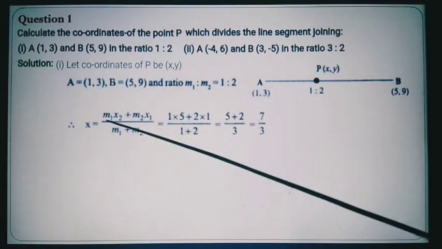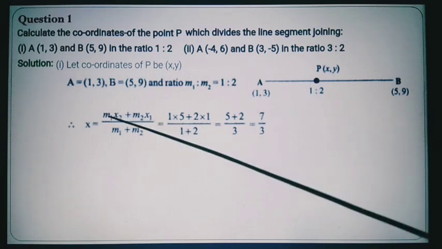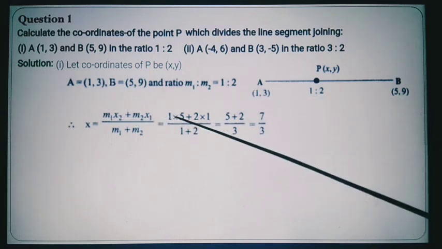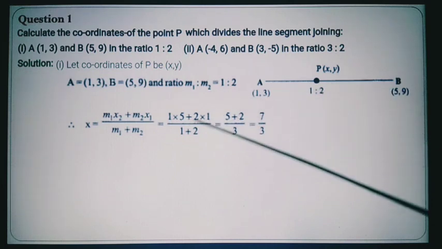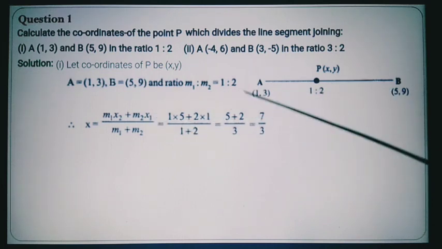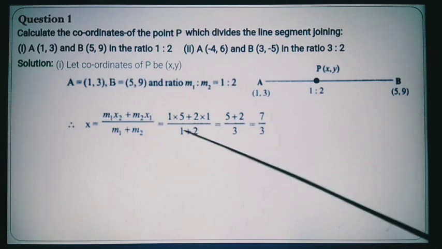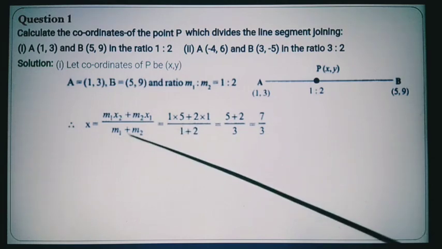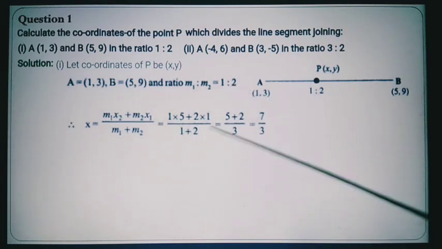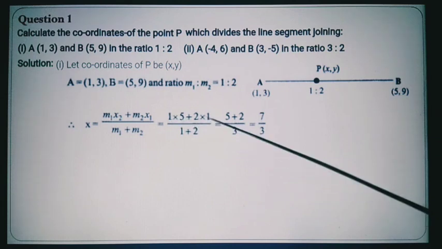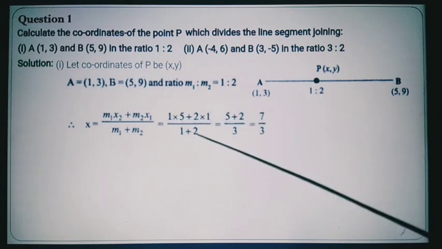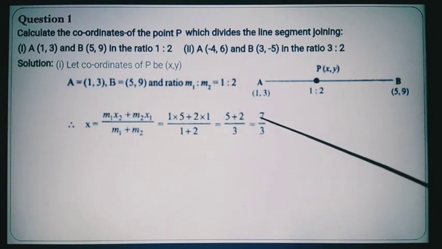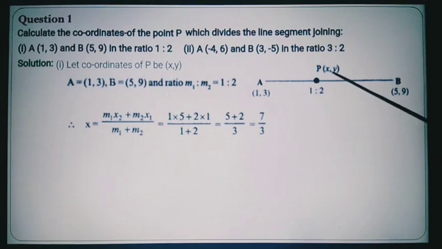So m1 is how much? 1. x2 is 5. So 1 into 5 plus m2 is 2, x1 is 1, so 2 into 1, divided by m1 plus m2, that is 1 plus 2. Fine. So let us simplify this. 5 into 1 is 5 plus 2 into 1 is 2, 1 plus 2 is 3. So simplify this, you will get 7 by 3. Now we have found the value of x.